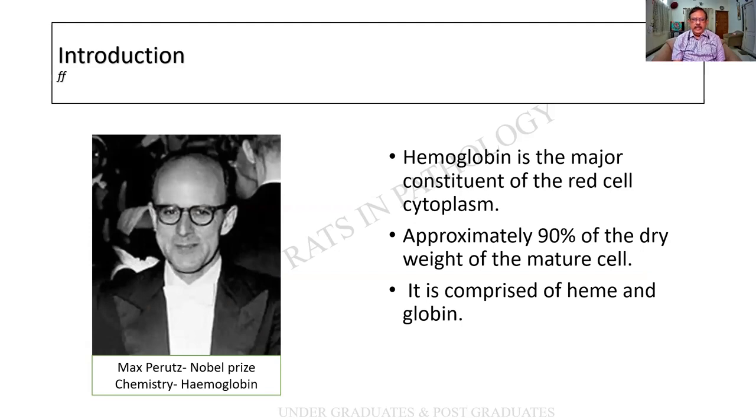The introduction: there are certain symbols over here. FF means fast forward. We shall just be mentioning it for the sake of completion. Hemoglobin is a major constituent of the RBC, and approximately it forms 90% of the weight of the mature cell. And it is composed of heme and globin. Incidentally, this is the gentleman, Max Perutz, who won the Nobel Prize in Chemistry for his identification of the structure of hemoglobin.